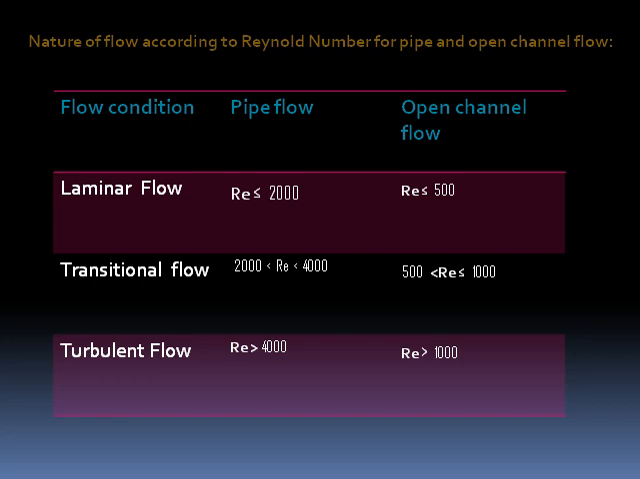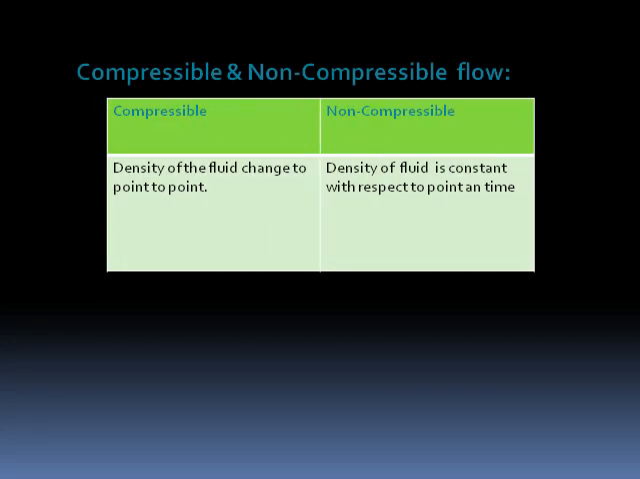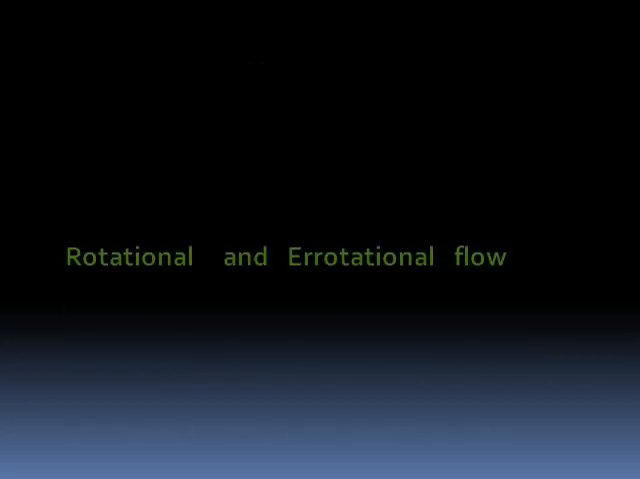Now we will see compressible and incompressible flow. What are the similarities and differences? Compressible flow is the type of flow in which the density of the fluid changes from point to point, and incompressible flow is the type in which the density is constant for the whole fluid. It does not change with respect to distance or time. Liquids are generally incompressible while gases are compressible. Now we will learn about rotational and irrotational flow.